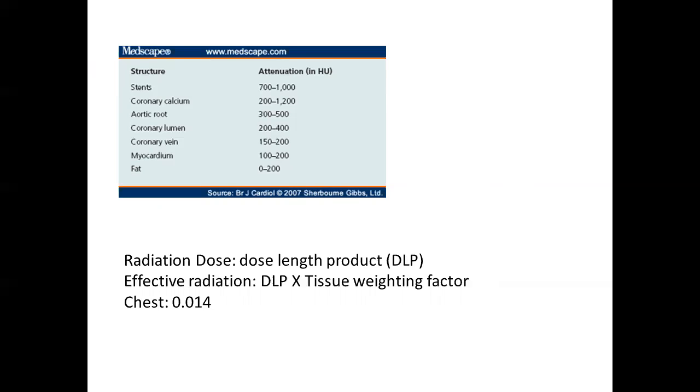Those are radiation terms that we talk about. The standard radiation dose measure now is called dose length product, and that's your actual radiation dose that was given out. You don't really need to understand how they get to that. But then we calculate effective radiation, which is your DLP multiplied by a tissue weighting factor. This varies for what part of the body you've scanned, and that is basically what is absorbed by that organ. That's different depending on what you scan.